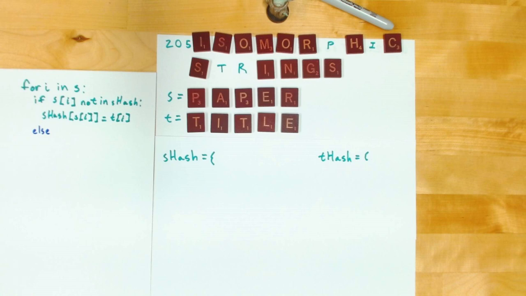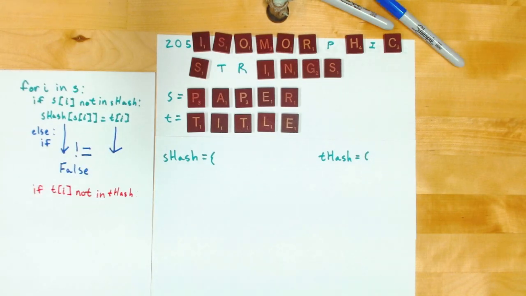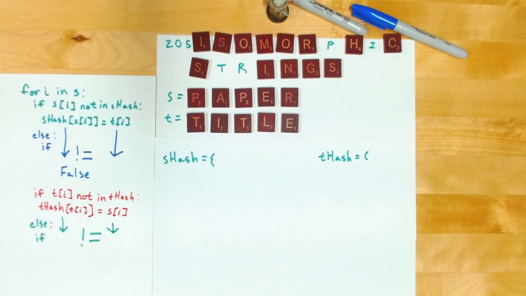Our else statement states that our S hash does have a key for the value of S at index I. And if that does not map to T at the same index I, then we can go ahead and return false. The strings are not isomorphic. Next in the algorithm, we'll do the same thing using each index of T. And once again, if we find that the strings are not isomorphic, we will immediately return false. If we've made it to the end of our for loop, then we can go ahead and return true.